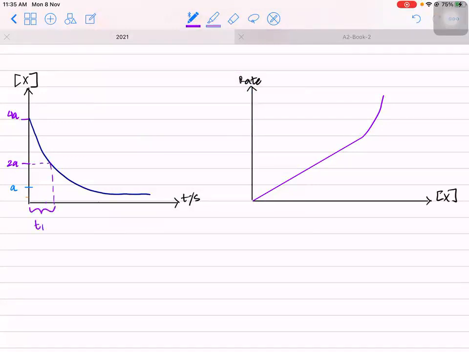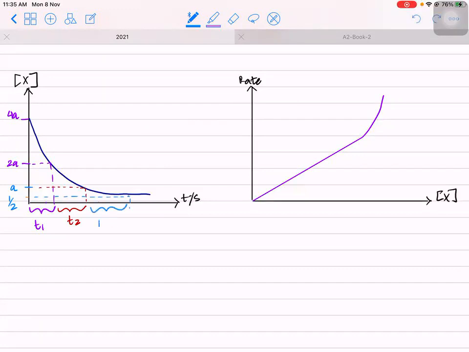Can I call this T1 or the first half-life? Then from 2A to half of this amount, which is A, this is your second half-life. Can I call this T2? Yes. And then from A, we need to go to half A. So this right here is half A. So can I call this T3?